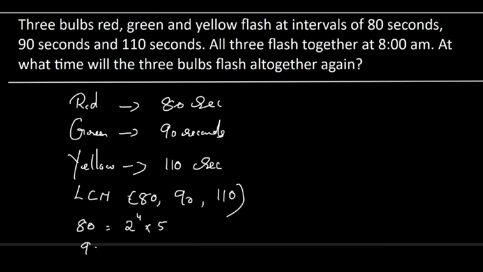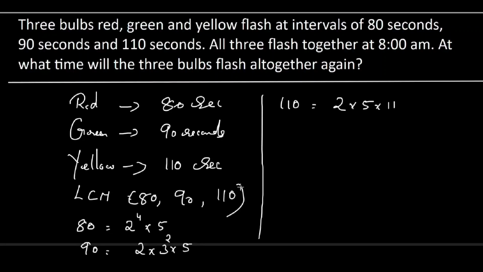Now, 90. 90 is 2 multiplied with 3 multiplied with 3, that is 3 square, multiplied with 5. 3 3s are 9, 9 2s are 18, 18 5s are 90. Right? So the next one is 110. How can we write the prime factorization of 110? That is 2, 2 5s are 10, 10 11s are 110.